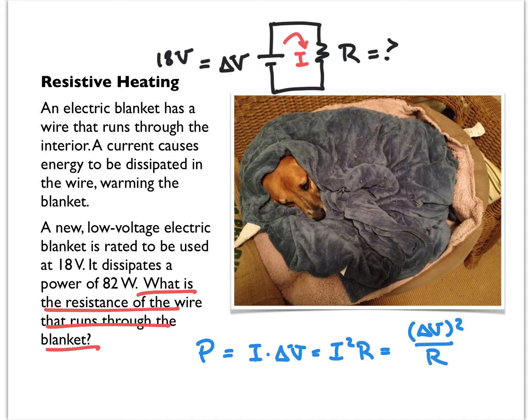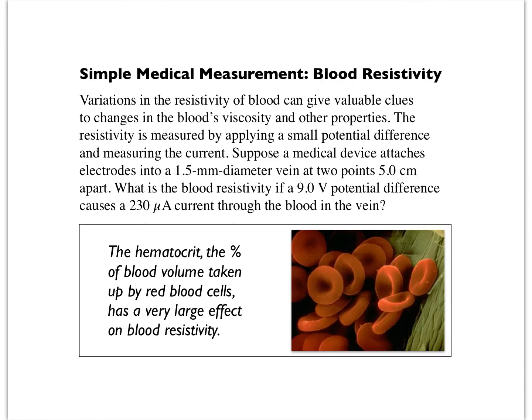I could use this first one. I know the power, I know the voltage, I could find the current, but I don't want the current, I want the resistance. Or if I use the second relationship, I don't know the current or the resistance. That one is not actionable. So the one I want to look at is this one right here. And that's a problem we'll solve in class.